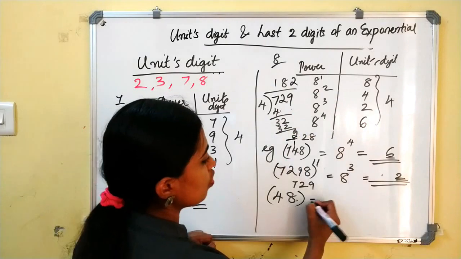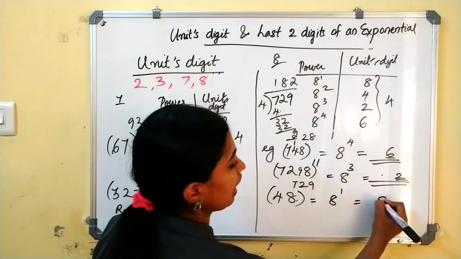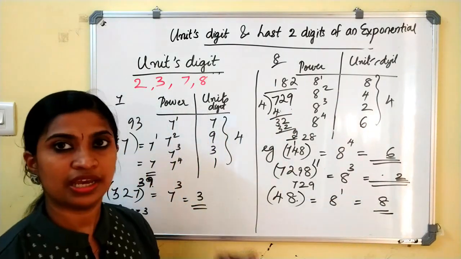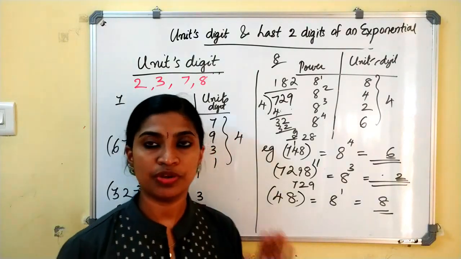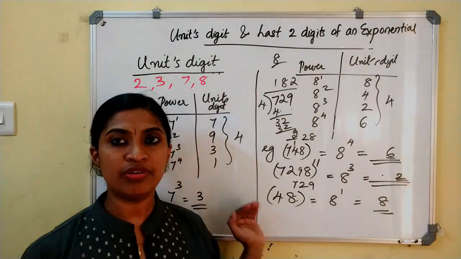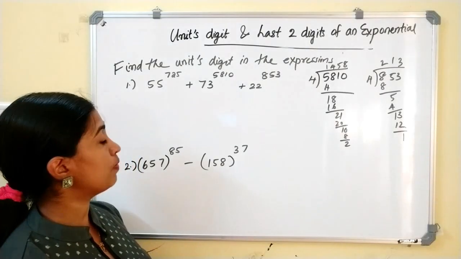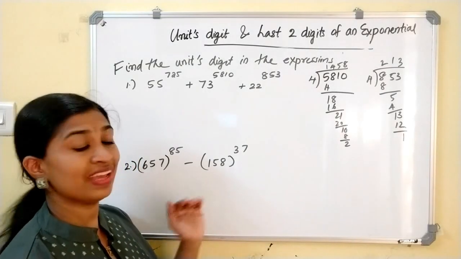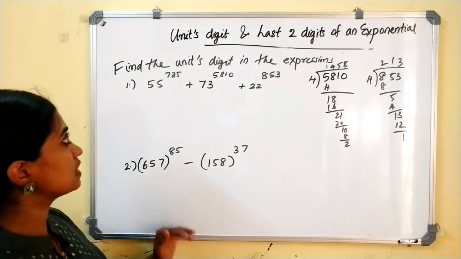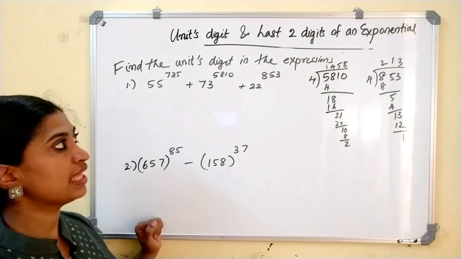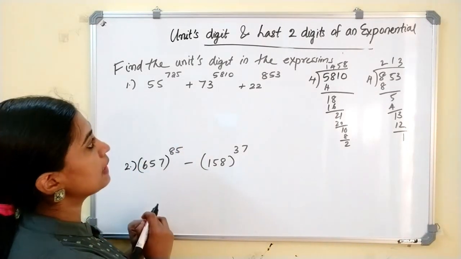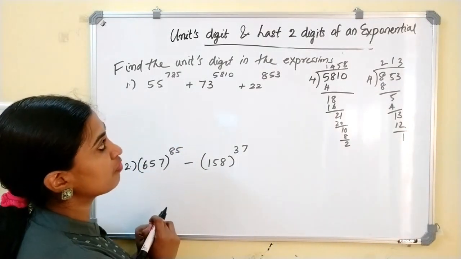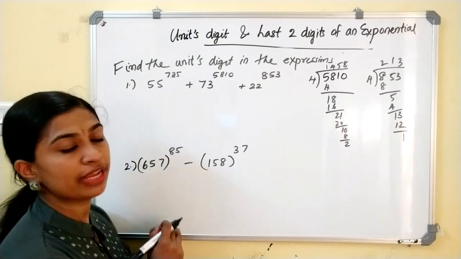Remainder is 1. So 8 raised to 1 gives answer 8. Okay, I think you are clear with how to find the last digit or units digit of a given exponential. Now let us do some problems based on what we have studied till now. First question: find the units digit in the expression 55 raised to 725 plus 73 raised to 5810 plus 22 raised to 853.